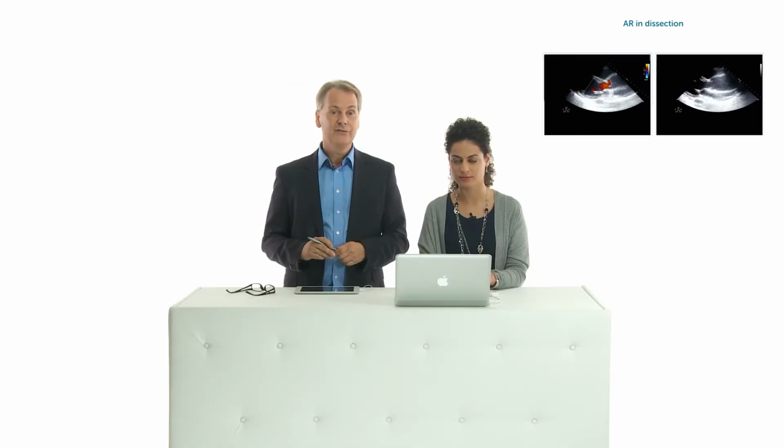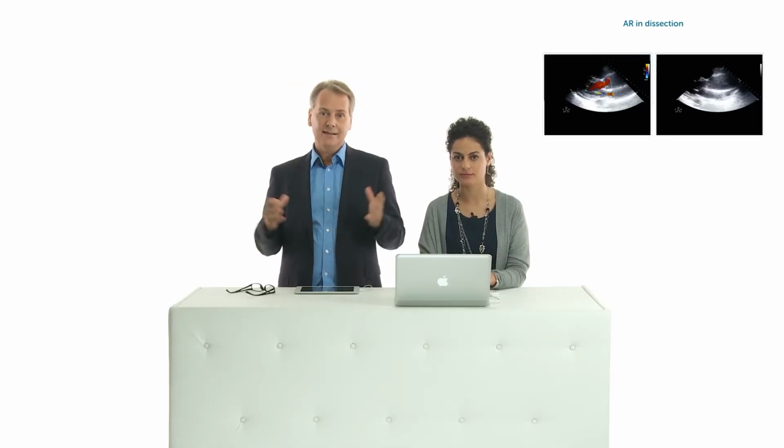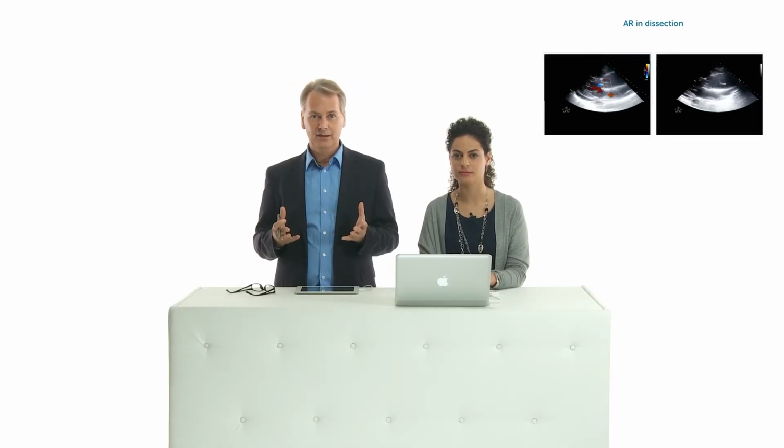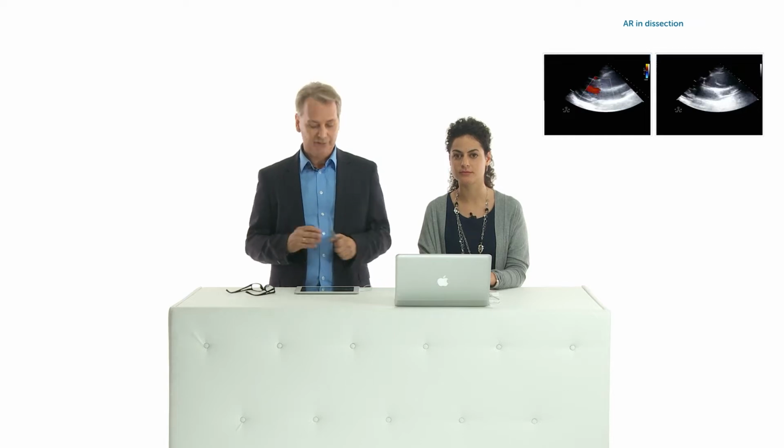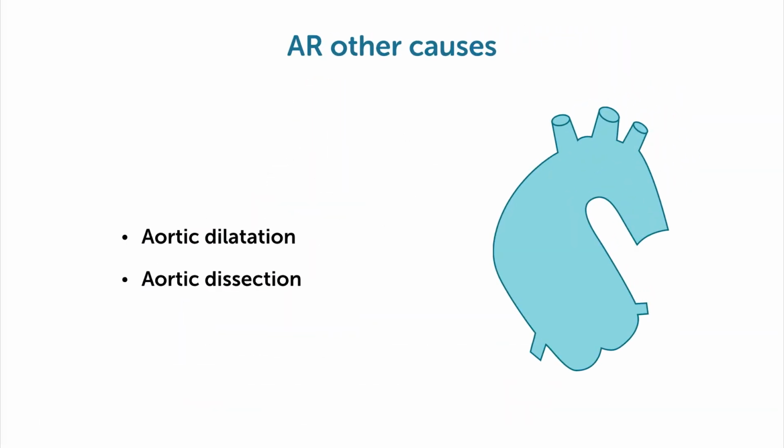So this could cause severe aortic regurgitation. So in essence, all patients with dissection are candidates for looking at the aortic valve as well. So let's summarize. Other causes for aortic regurgitation are aortic dilatation and aortic dissection, which can occur in parallel or together. Now, in most patients, transthoracic echocardiography allows you to detect the reason for aortic regurgitation and also the severity.